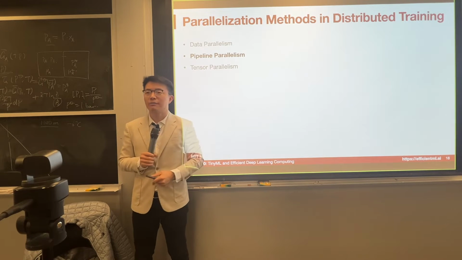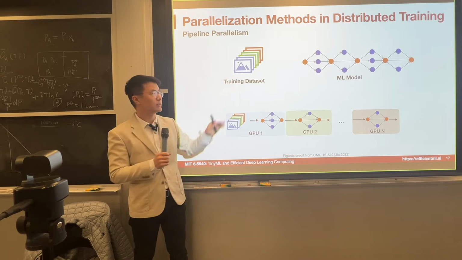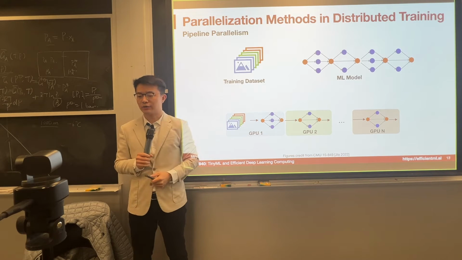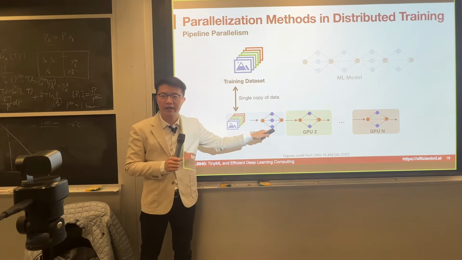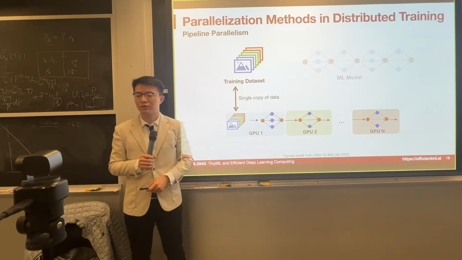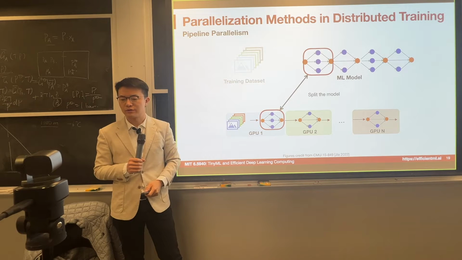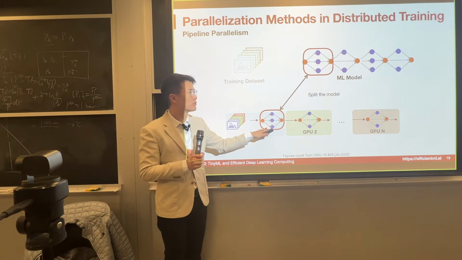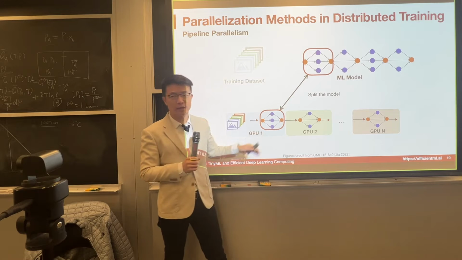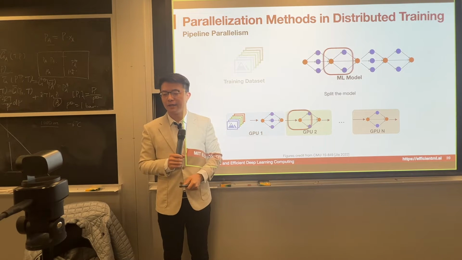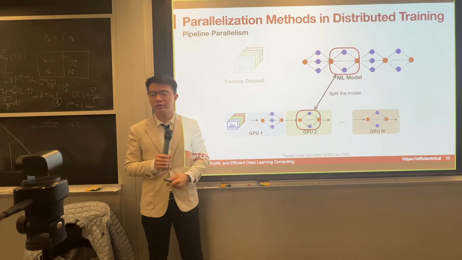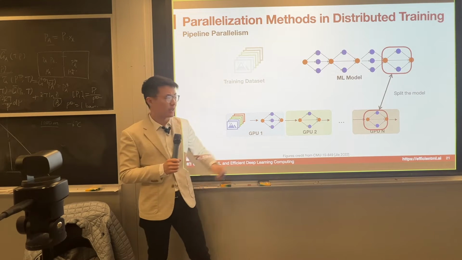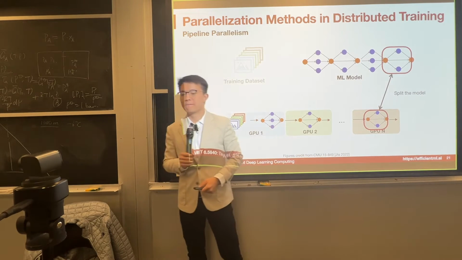The second part is pipeline parallelism. Rather than dividing the data, now we are going to use a single copy of data, but divide different parts of the model across different GPUs. So the first part of the model, we deploy to GPU 1. The second part of the model, the second layer for example, we deploy to GPU 2, etc. The last part we deploy to GPU N.